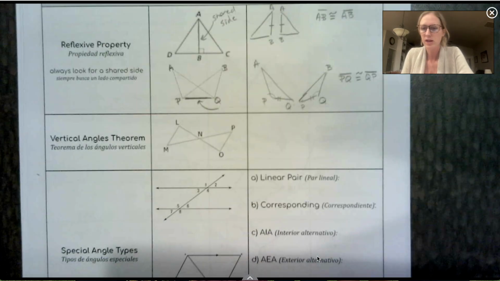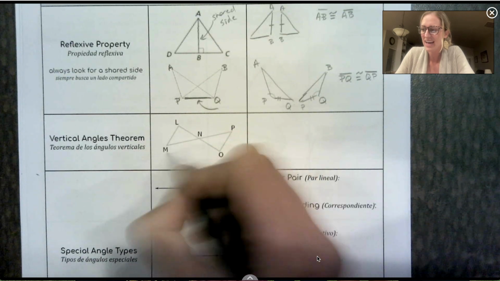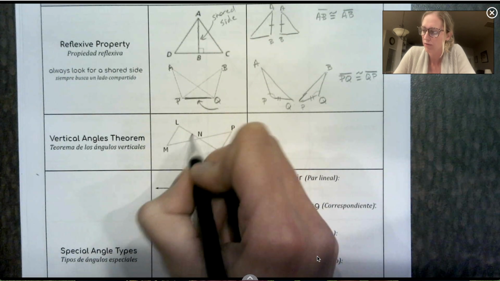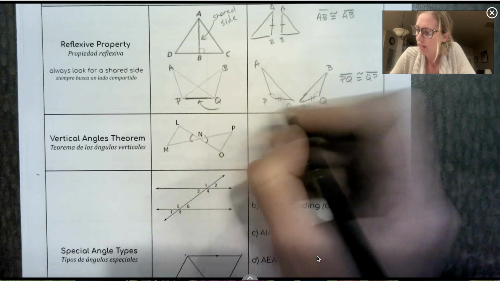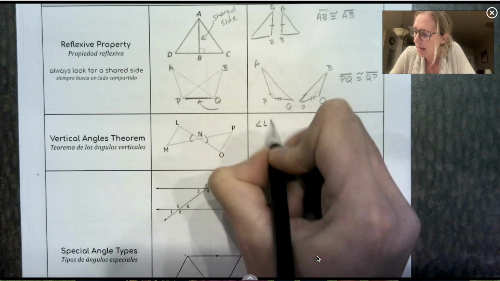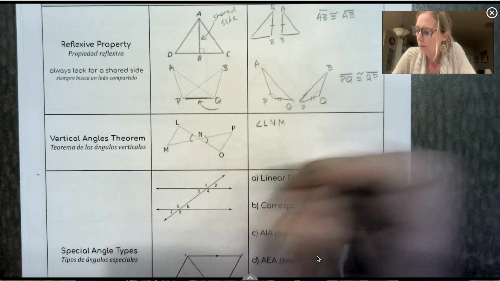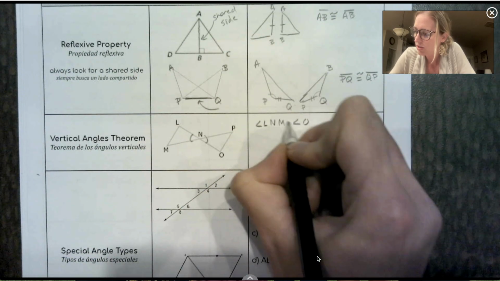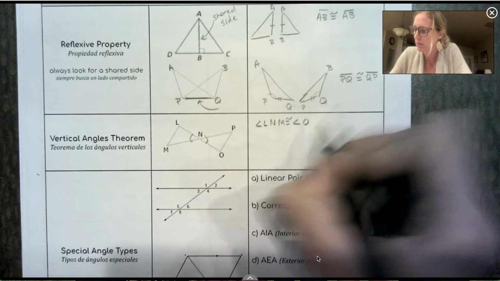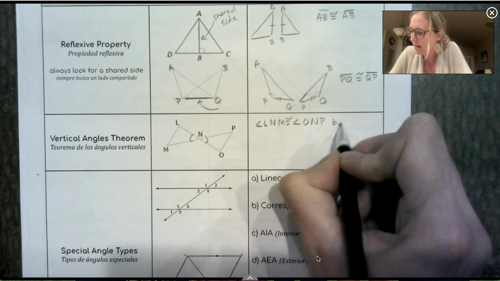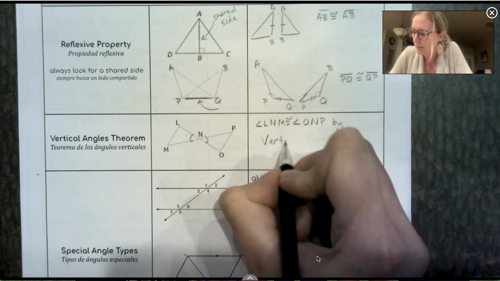All right, and don't forget we also, anytime I have an X, I have intersecting lines, we get vertical angles, and vertical angles are always congruent. So in this one I would say like angle LNM, L and O match up together, so I would list O first, and I would say these are congruent by the vertical angles. So I would go ONP by vertical angles theorem.